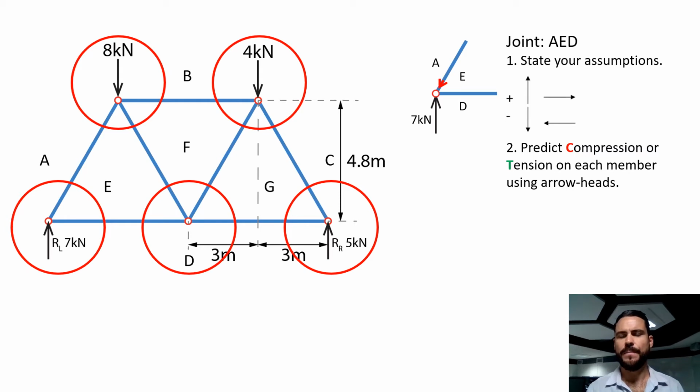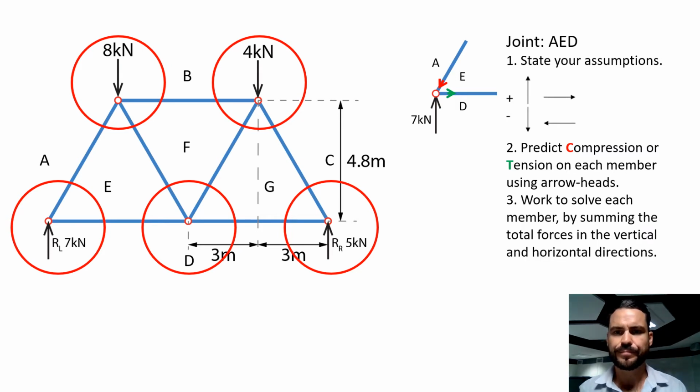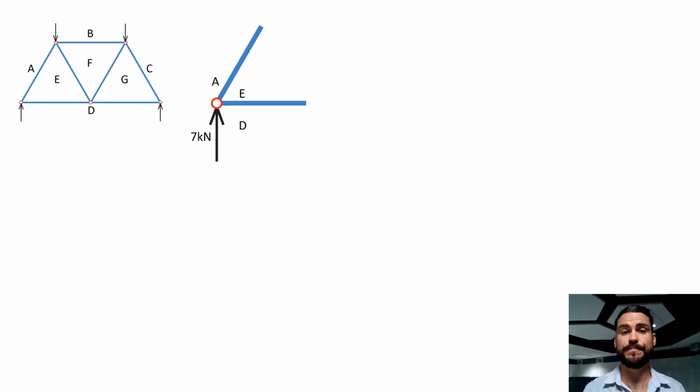All right, here is how I've indicated the compression and tension. Now, I want you to think about this, because it might be counterintuitive to what you're thinking the direction should be. For compression, we're pushing into the joint, and for tension, we're pulling away from the joint, okay? So that's the reason for those directions. After we've done that, we just work to solve each member by summing the total forces in the vertical and horizontal directions, and we do that separately.